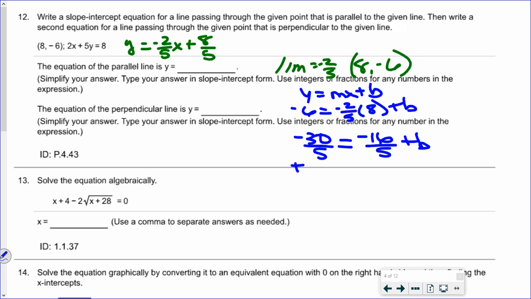If I add this over, that's going to give me -14 over 5 as my b value. So my parallel line is y equals -2/5 x minus 14/5. We already did a perpendicular line on the previous one, so I'm not going to do the perpendicular part here. Do we all understand the parallel and perpendicular concept, yes or no?